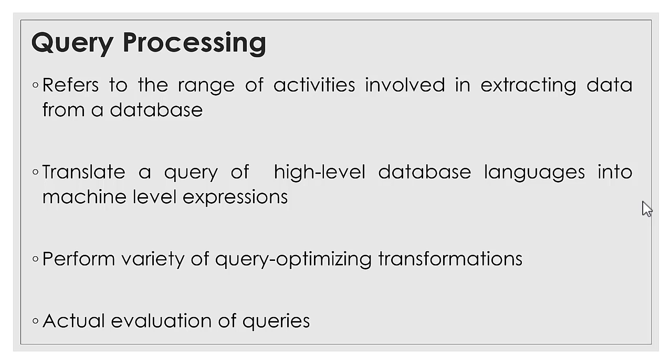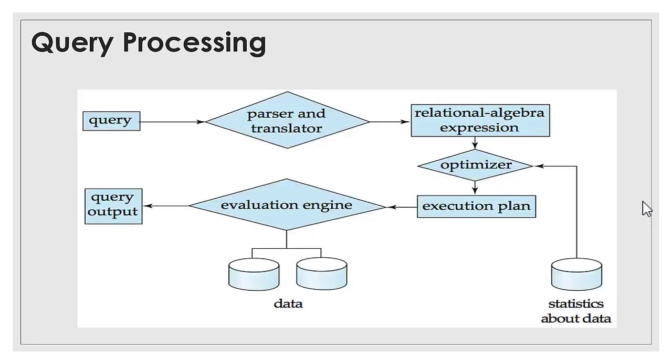So that can be represented in this diagram. We write the query and our query will first go to the parser and translator unit. The parser and translator unit converts the query into a machine-understandable relational algebra expression. Now, it not only generates one single relational algebra expression, but it generates several relational algebra expressions. Not only that, it generates several execution plans.